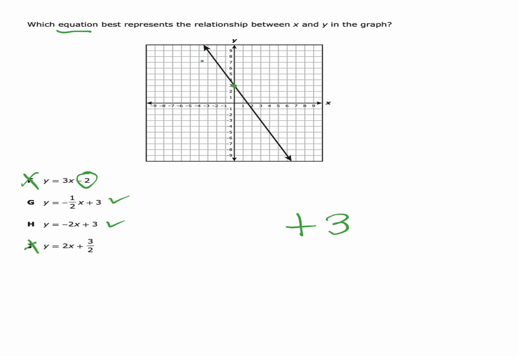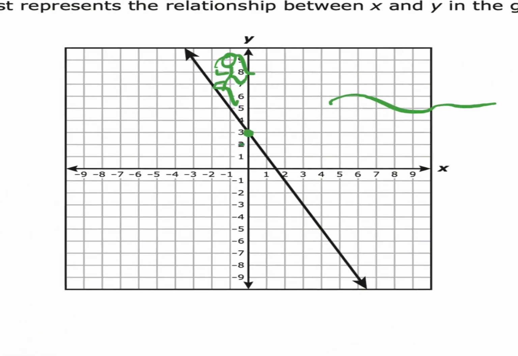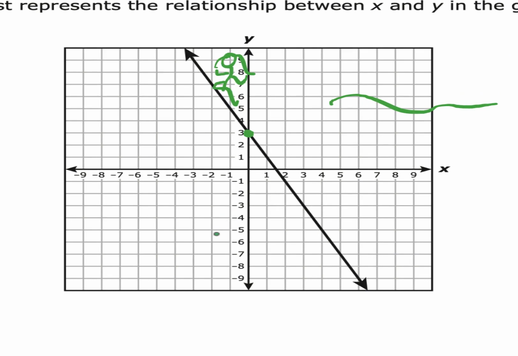Now I'm going to look at my line to see whether I have a positive slope or a negative slope. Now, if I go from left to right, this line is going downhill. So this is a negative slope. So when you see me write a subtraction sign, that means negative. When you look at G and H, they both have negative slopes. So you're like, oh my gosh. So here you actually have to find a slope. So to find a slope, I'm going to keep that 3, and let's find another good point.